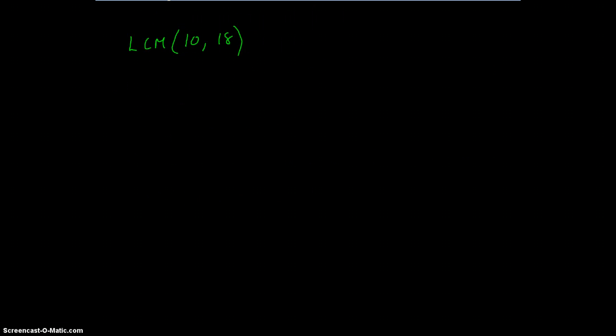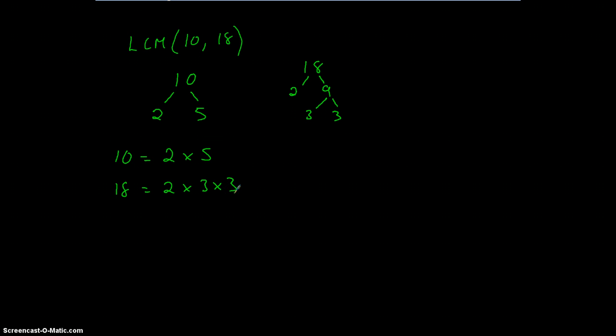Okay, so I'm going to write down the prime factor tree for 10. So 10 is 2 times 5. That's nice and easy. And 18 is 2 times 9. 9 isn't a prime number, so let's break it down into its prime factors: 2 times 3 times 3. So 18 is 2 times 3 times 3.